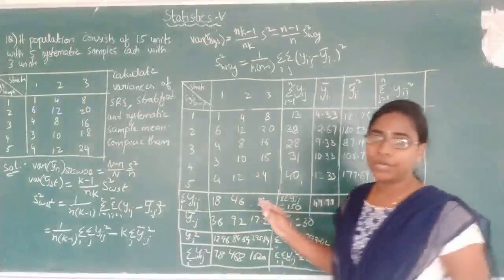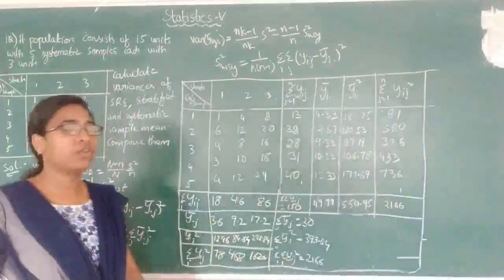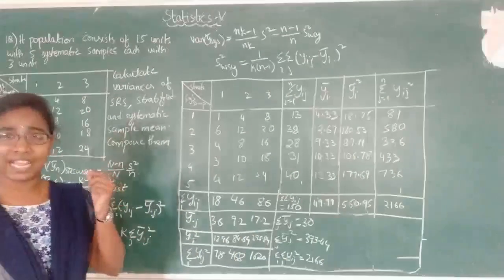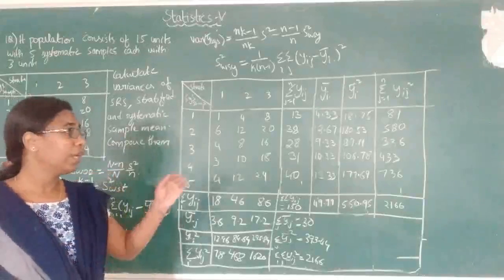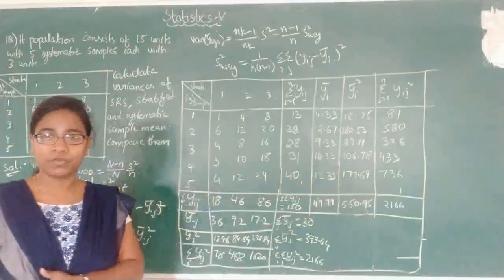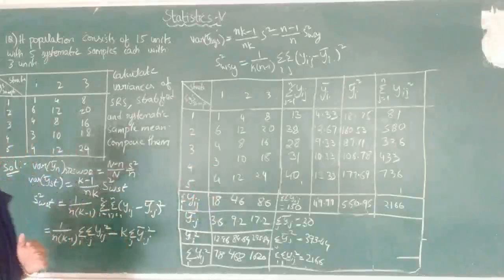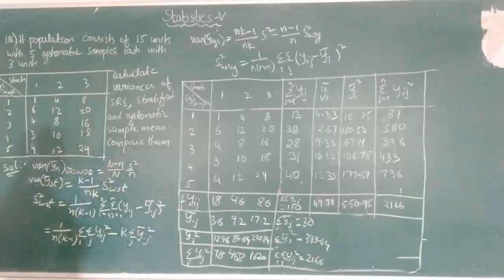I took values up to 2 digits after the decimal point. If you take 4 digits after the point, you may get a slight variation, not much. Only the second or third digit after the point will change. So don't think that your answer is wrong. It will be almost the same.